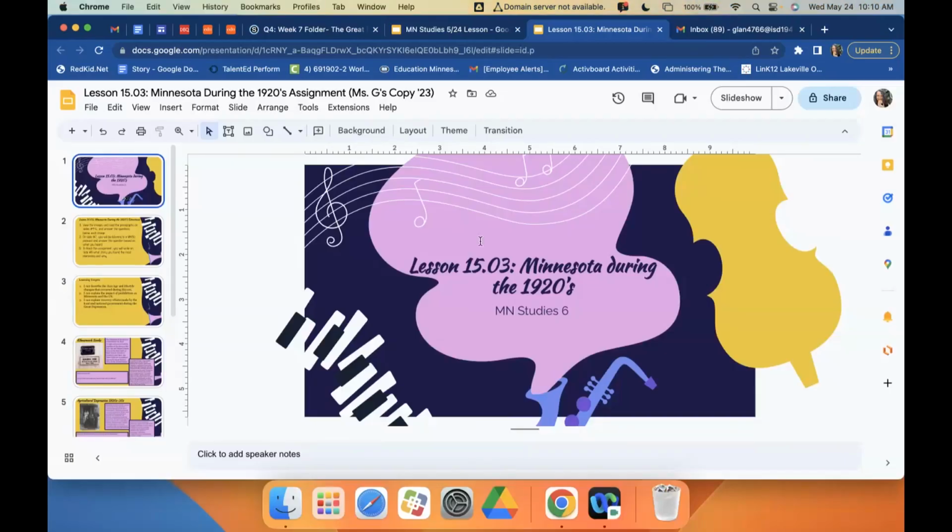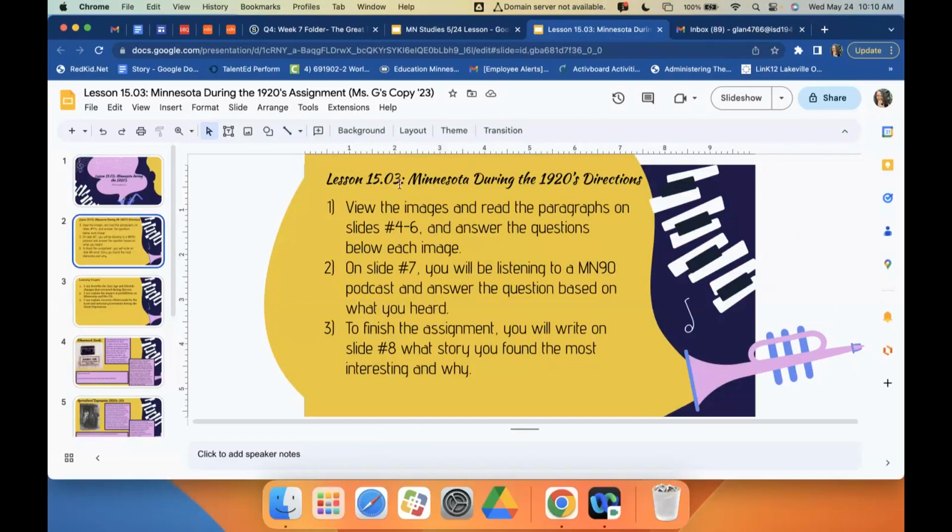Okay, perfect. So I'll start sharing my screen here again. This is what the assignment looks like. We're doing lesson 15.03, Minnesota during the 1920s, and this is Minnesota Studies 6. Here are the directions. View the images and read paragraphs on slides number 4 through 6 and answer the questions below each image. On slide number 7, we will be listening to an MN90 podcast and answer the question based on what you heard. And then to finish the assignment, you will write on slide 8 what story you found the most interesting and why. Are you two ready to get started?